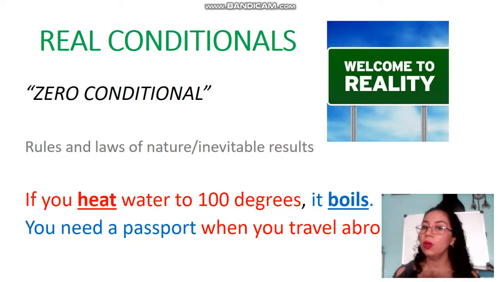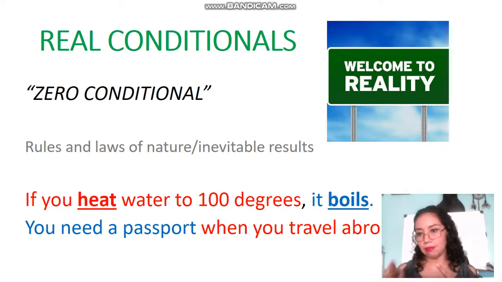If you heat water to 100 degrees, I mean, that is the conditional clause. That is the sentence that explains what needs to be done. And then we have the result, which is going to be in blue.